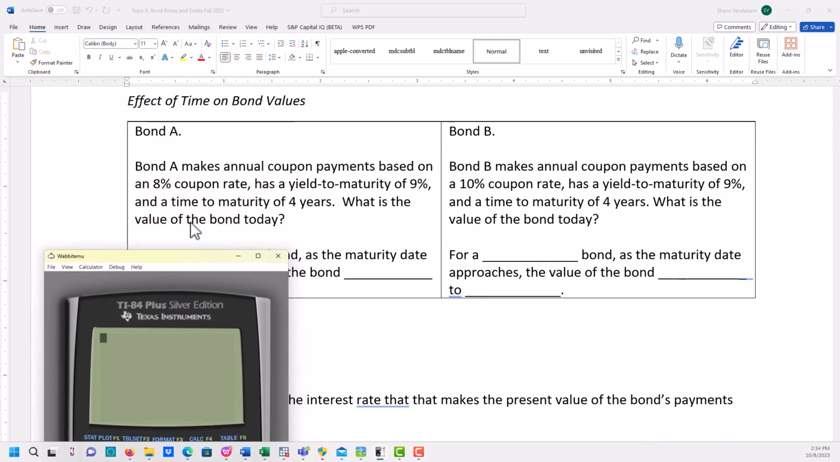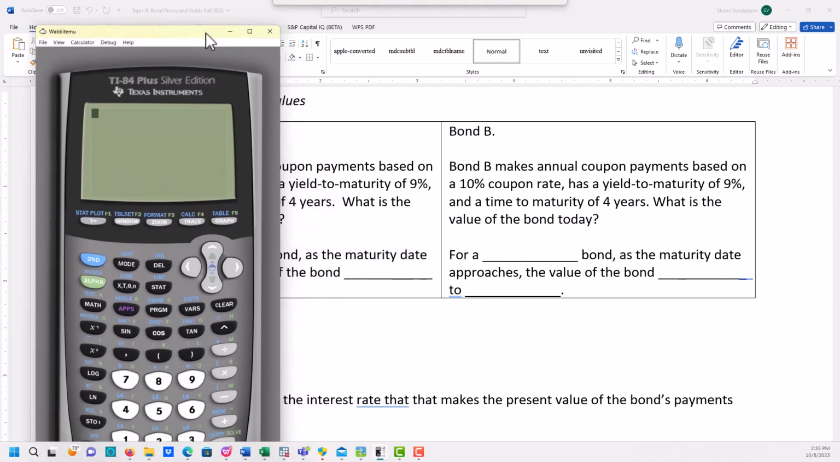We're going to start off here where we have bond A and bond B, and this again is the effect of time on bond values. The first part says bond A makes annual coupon payments based on an 8% coupon rate, has a yield to maturity of 9% and a time to maturity of 4 years. What is the value of the bond today?